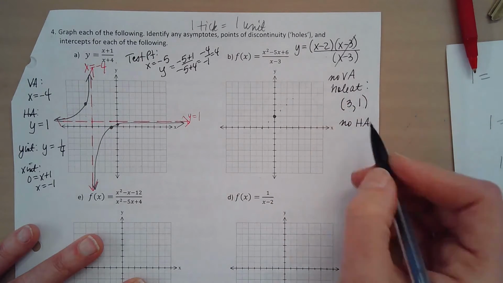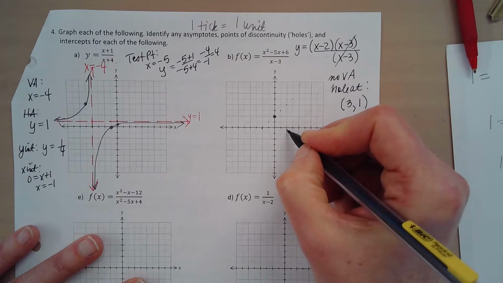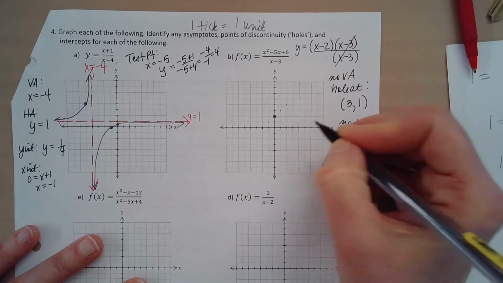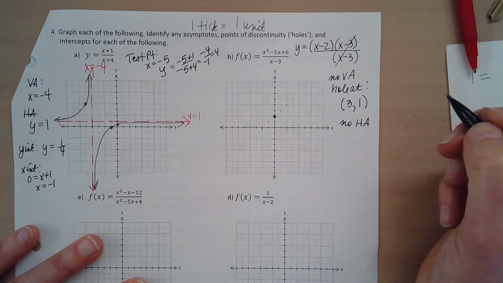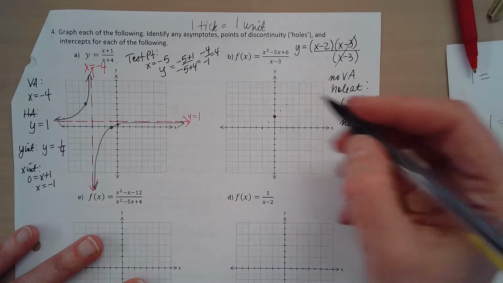I just have to be careful. I have a hole at 3, 1. So 1, 2, 3. Why do I have a hole at 3?